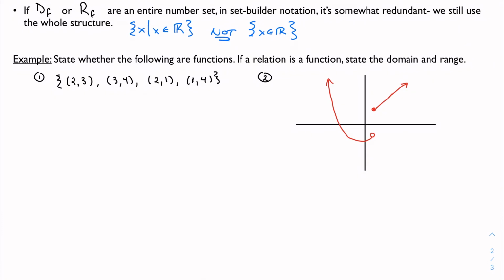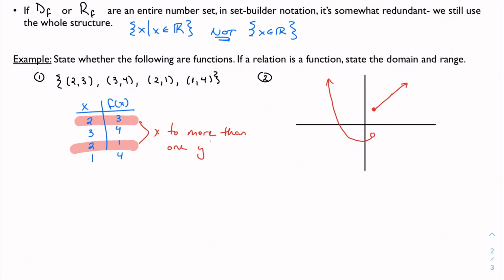With number 1, I always prefer when I have ordered pairs to list out my numbers. So if I look at x and f of x, I see 2, 3, 2, and 1. And I see 3, 4, 1, and 4. And we already have a problem, right? Because I said that I can't have an x value be mapped to more than one y, and that's what I have here. Right, this is a problem. So this is not a function.